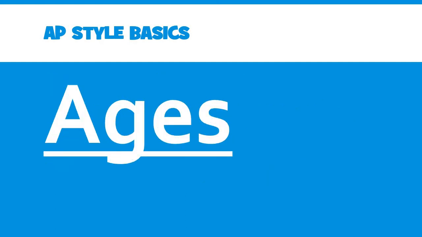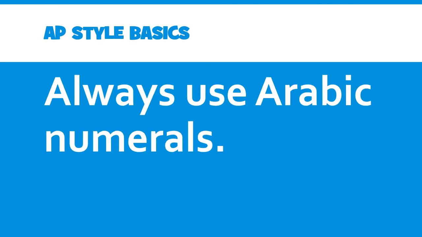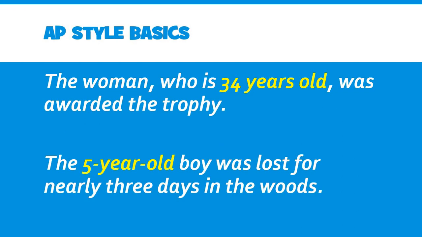Let's move on to ages. Ages always use Arabic numerals no matter what. You will always use a number. Now, that always is not always, because sometimes if you ever were to start a sentence off with an age, you would actually have to write it out that way. That brings us to one of the most important and really frustrating parts about AP style, is that there's always an exception to every single rule.